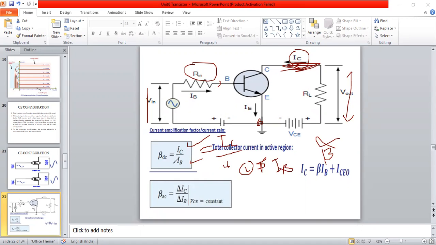IC equal to beta IB we can write. And another one is some small leakage current across this emitter, because of this supply some leakage current is there. That current we are going to consider as ICO. So the total collector current in the circuit is IC equal to beta IB plus ICO. ICO we are going to call that one.